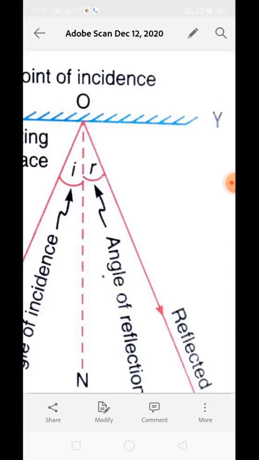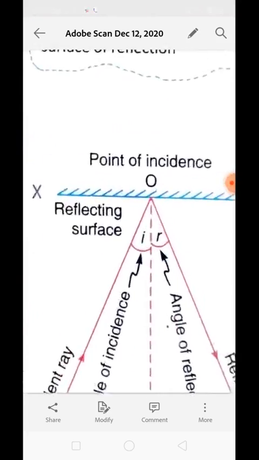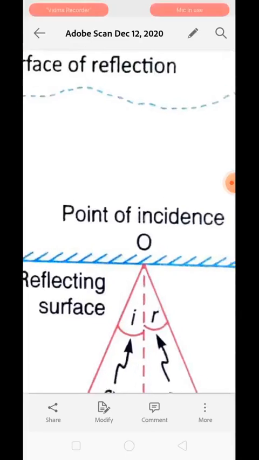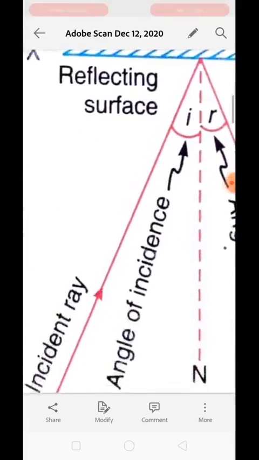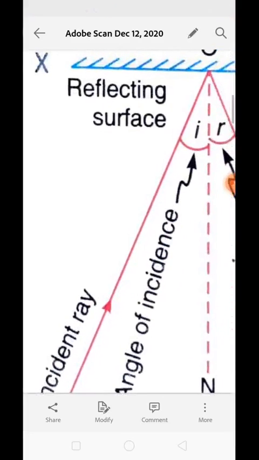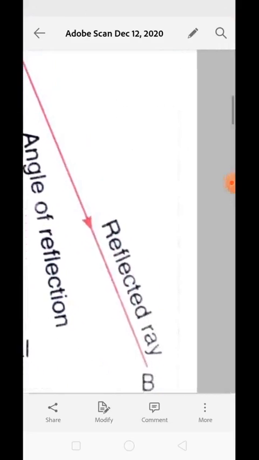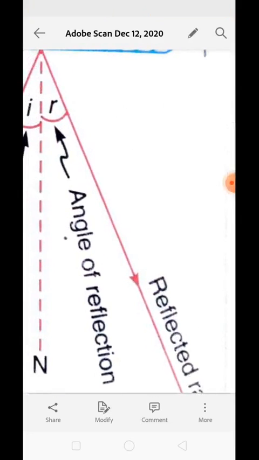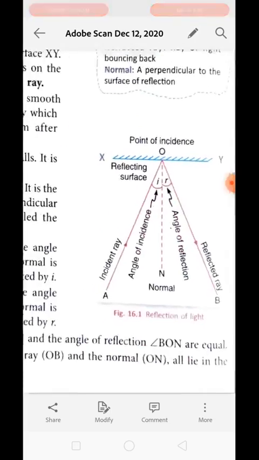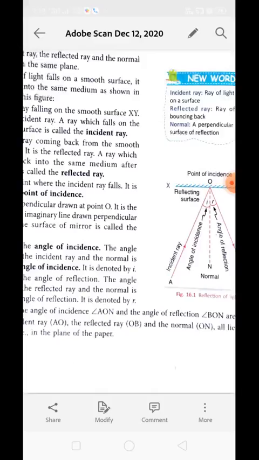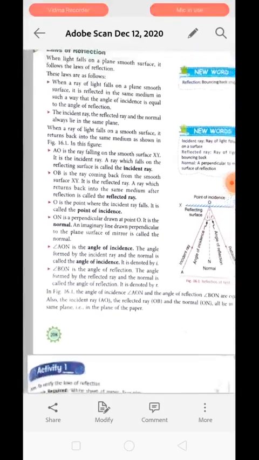So what are the laws of reflection? Is there any law defining how the light should be reflected? Yes, there is. When the light is falling on a plain smooth surface, like a mirror, this blue line indicates the presence of a mirror, whereas these red lines indicate the incident ray, meaning the ray of light which is falling on the smooth surface, and the reflected ray, meaning the ray of light which is returning back into the same medium. So we will discuss the laws of reflection, which the light follows while it moves.